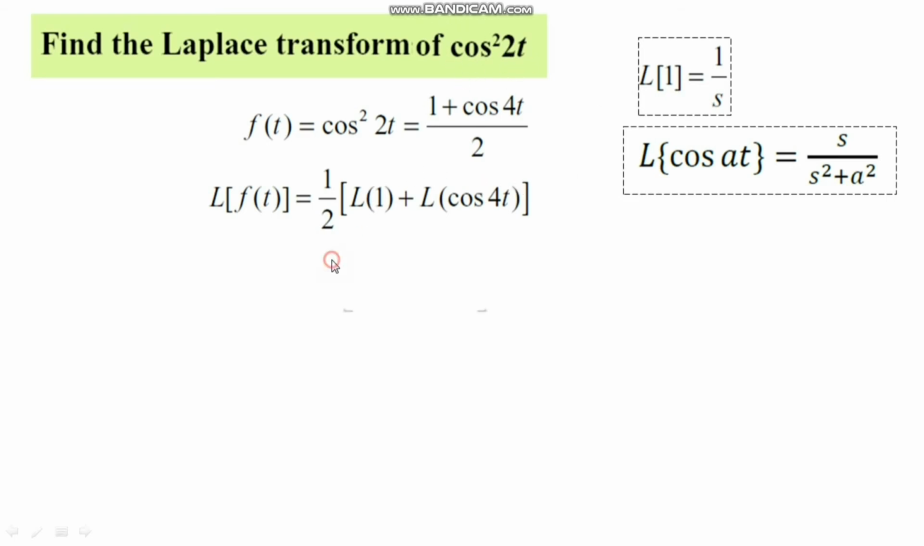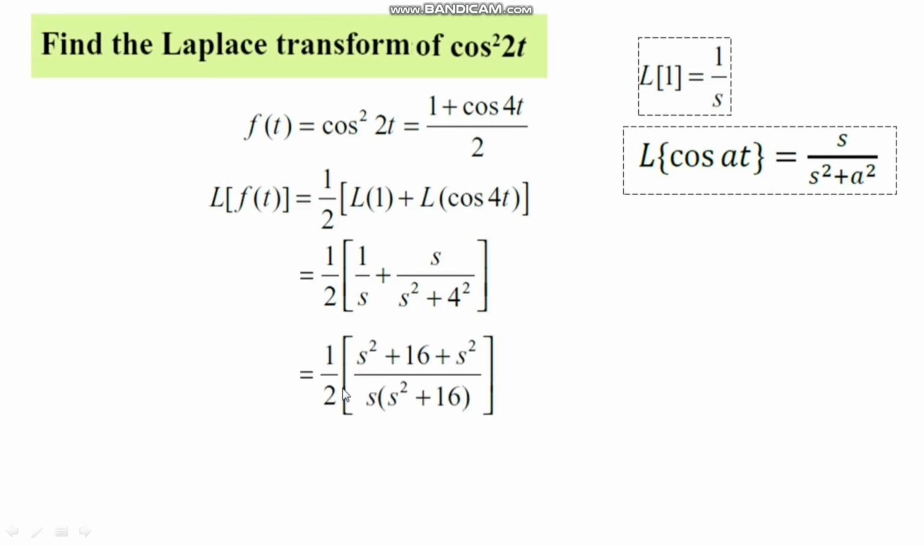1 by 2 is a constant, the Laplace transform of 1 is 1 by s, plus the Laplace transform of cosine 4t. Here a is 4, that is why s by s square plus 4 square. Simplify this expression. 1 by 2, the LCM is s times (s square plus 16). It is only the denominator term.